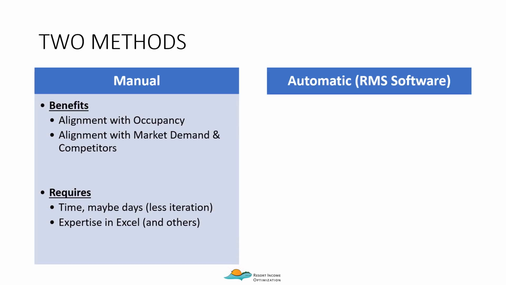So with the manual method, the benefits are you can align your rates in the future with occupancy and with actual sales and reservations. You can also align your rates with market demand and specific competitors, and all of that is extremely valuable to make sure that your rates are properly positioned in the market relative to your competition and relative to the amount of supply that you still have. Now, it does require some time and some expertise in Excel.